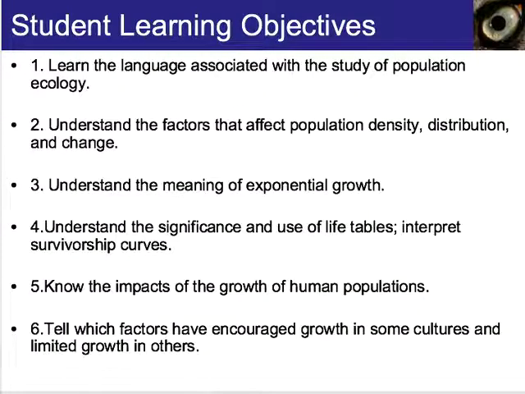So student learning objectives: you need to learn the language associated with the study of population, aka know the vocabulary from this chapter, understand the factors that affect population density, distribution, and change, understand the meaning of exponential growth, understand the significance and use of life tables, and interpret survivorship curves, know the impacts of the growth of human populations, and tell which factors have encouraged growth in some cultures and limited growth in others.